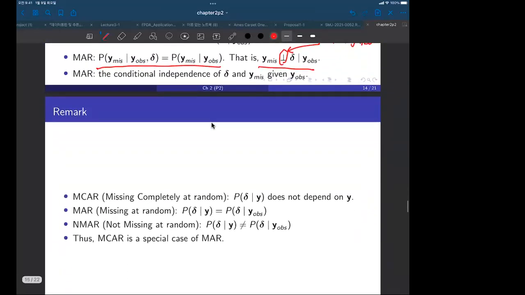So some terminology. Missing completely at random, that is Rubin's terminology. Completely means like a Bernoulli; it doesn't really depend on anything. You can treat your observed data as if it were a simple random sampling. And missing at random is this one. Not missing at random is the most tricky part.